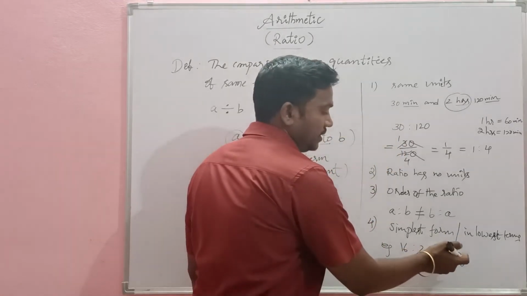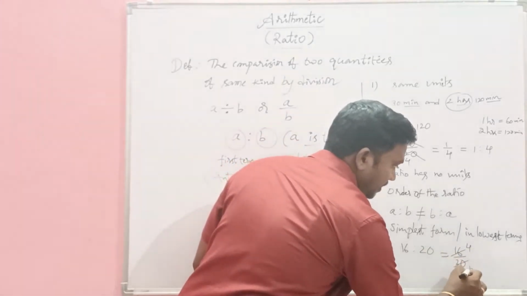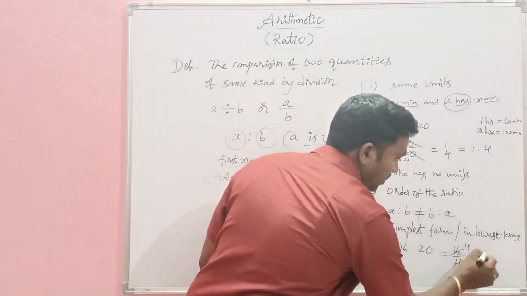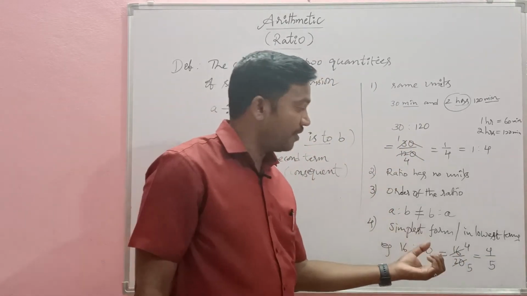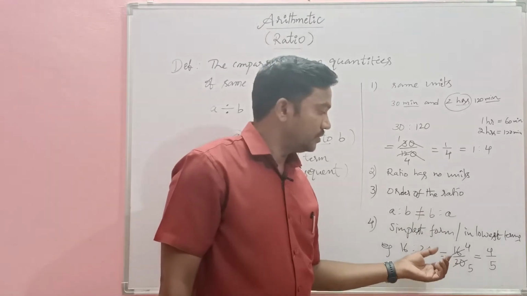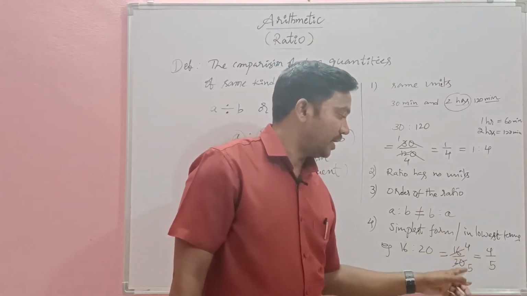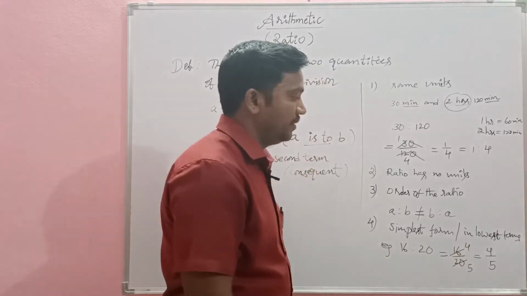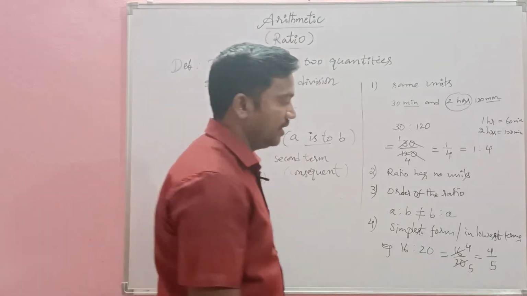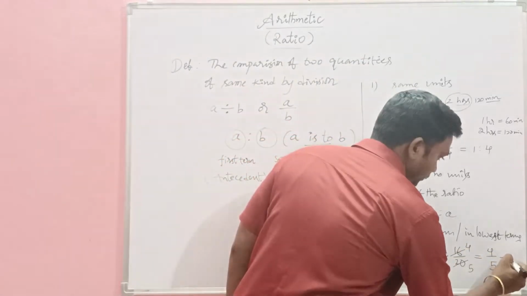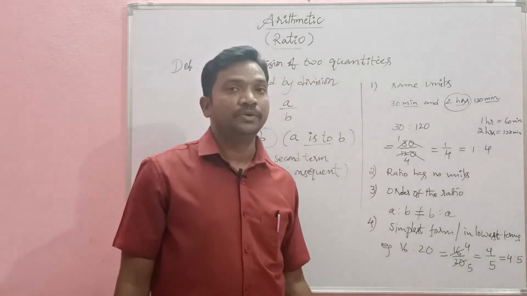Then we can write like this: 16 is to 20 is equal to 16 by 20. 4 4s are 16, 4 5s are 20. Now 4 by 5. Because 16 and 20 have a common factor 4, divide 16 and 20 by 4. We get 4 and 5 here. 4 by 5. Now 4 and 5 have no common factor other than 1. So this is the simplest form of 16 is to 20.